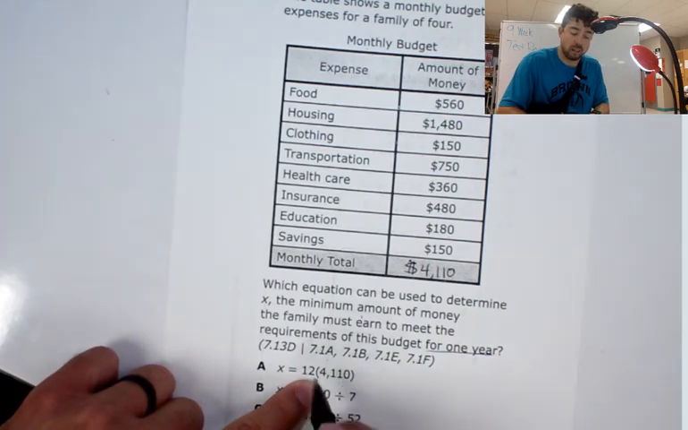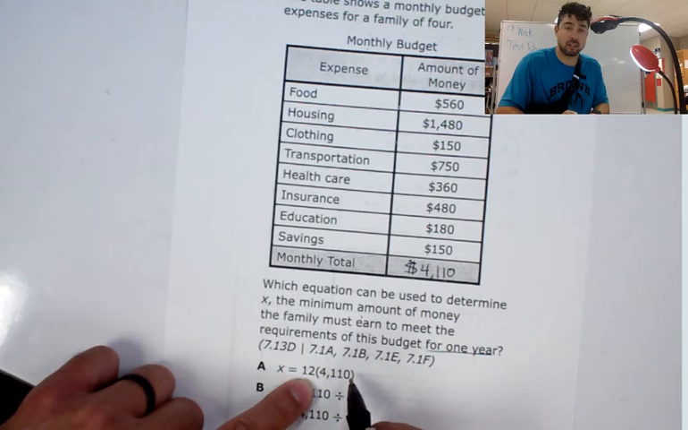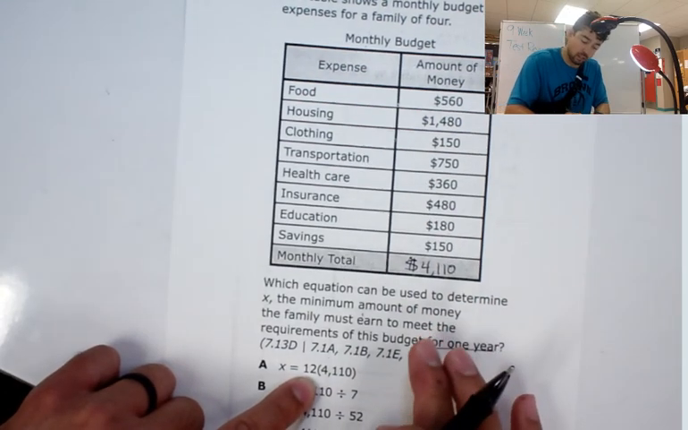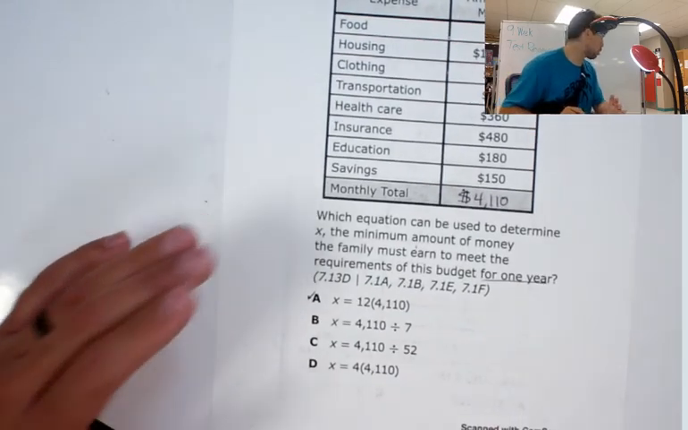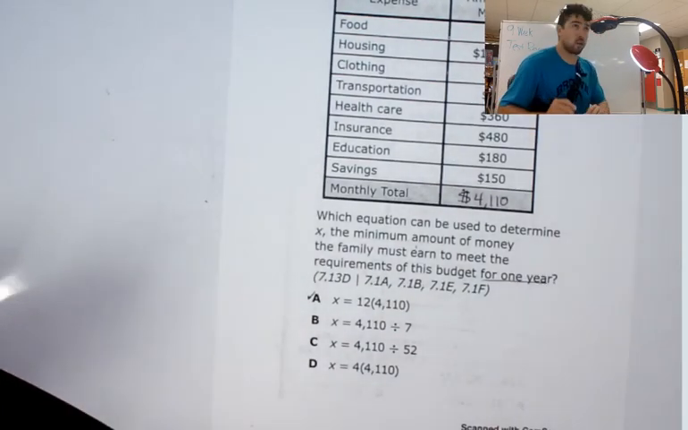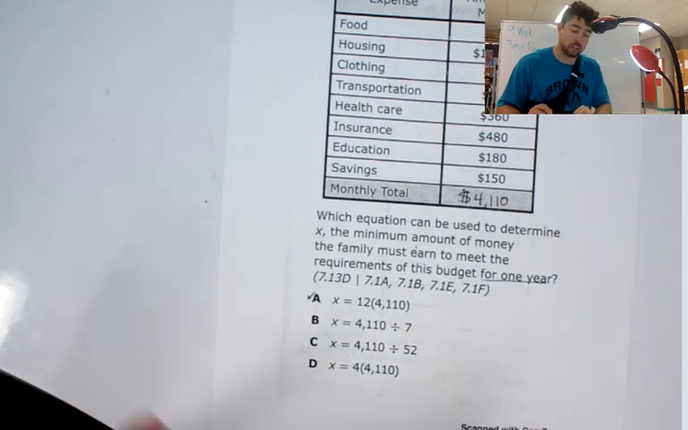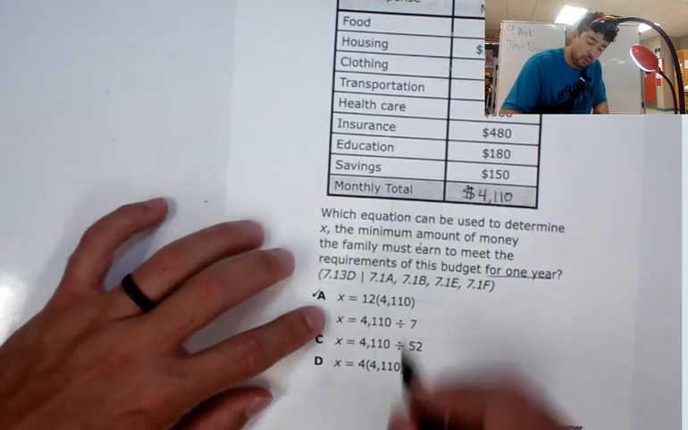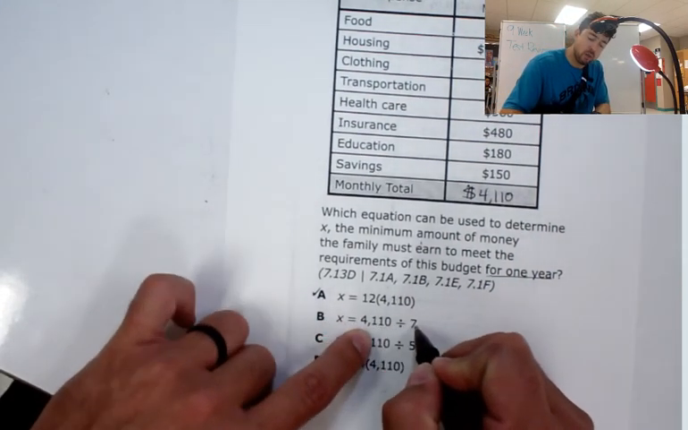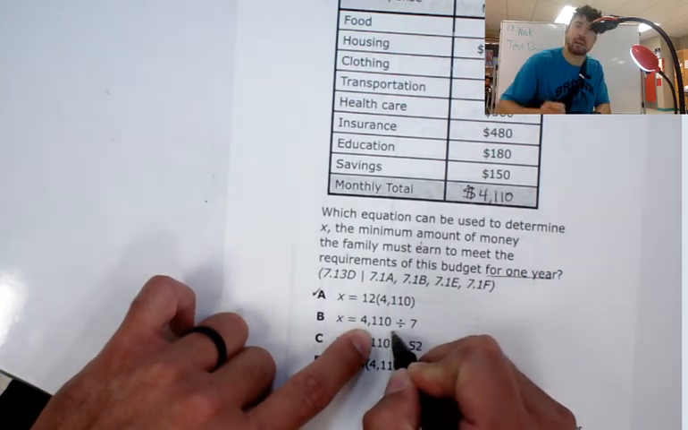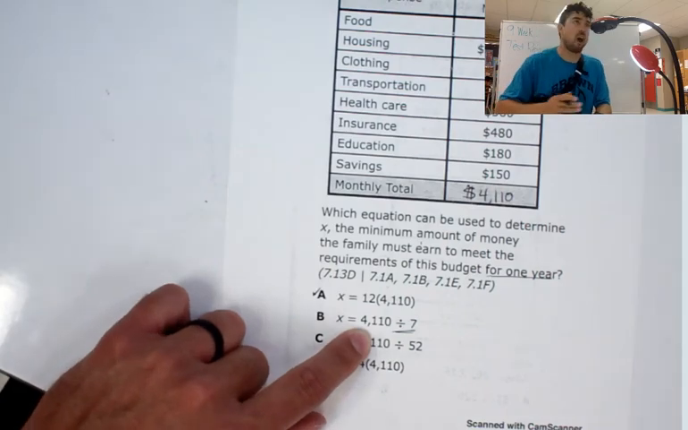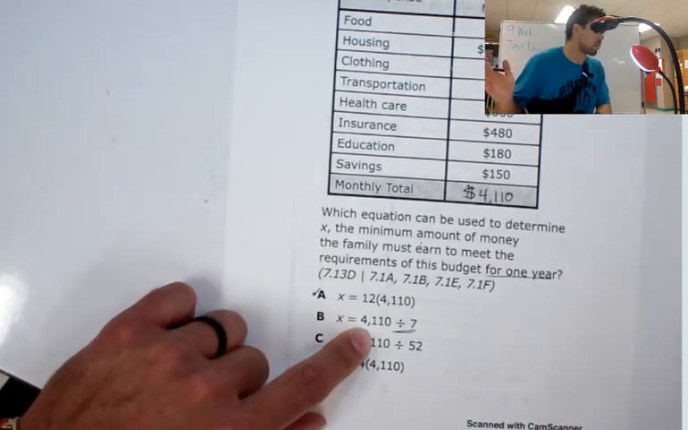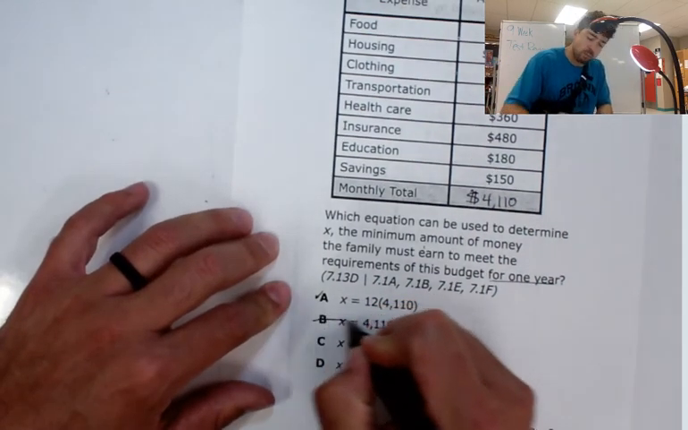Does this seem like a good answer choice? They're saying 12 months times $4,110 a month. Does that sound like a good answer choice? Yes. Let's put a check by it. I'm giving you testing strategies, so you should go through each one. If you feel like it's a good one, check it or leave it alone. If it's a bad one, cross it out. B: 4,110 divided by 7. Tell me why they'd probably be dividing by 7. There's 7 days in a week. Are we doing anything about weeks here? No. So I'll cross it out.